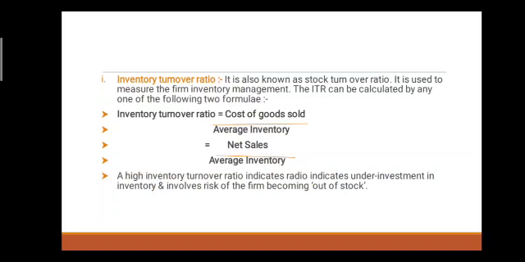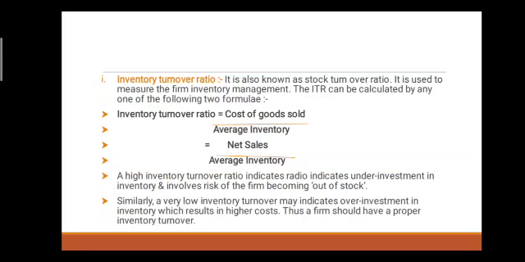A high inventory turnover ratio indicates underinvestment in inventory and involves the risk of the firm running out of stock. Similarly, a very low inventory turnover may indicate overinvestment in inventory, which results in higher cost. Thus, a firm should have a proper inventory turnover.